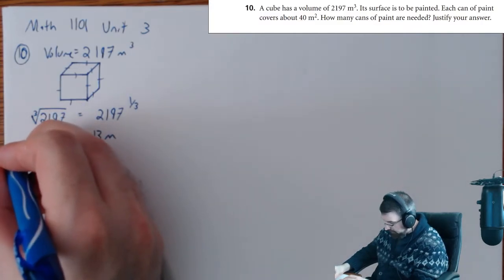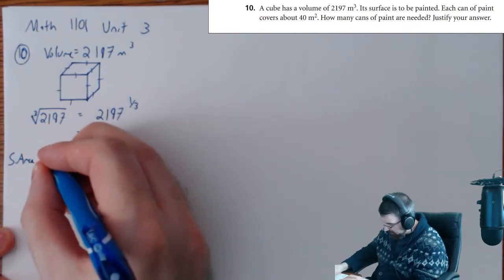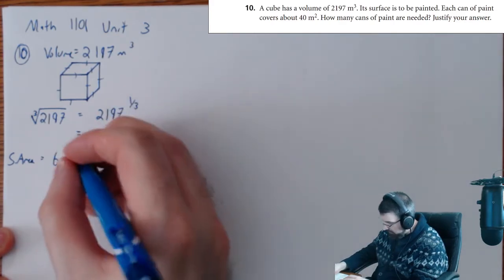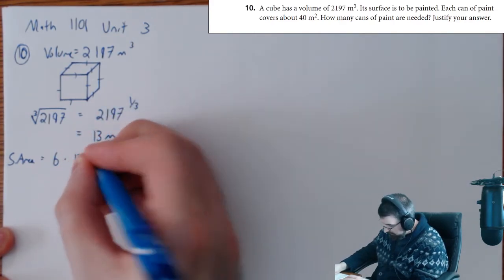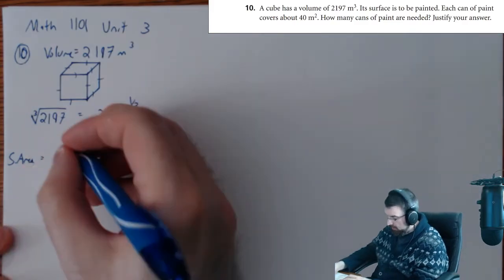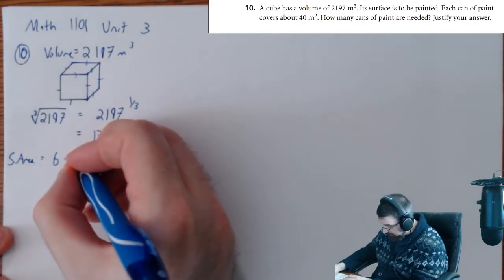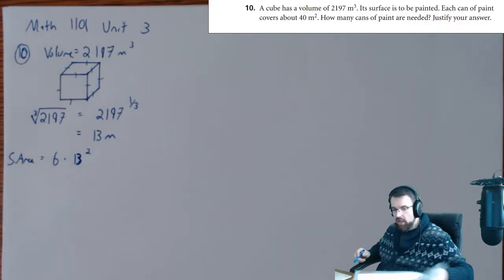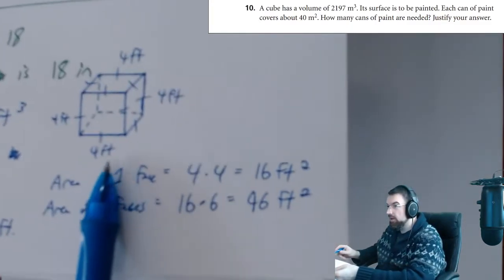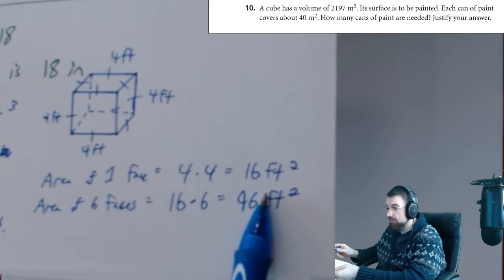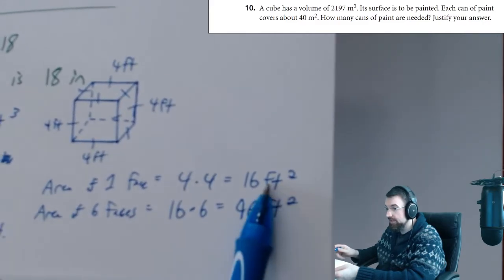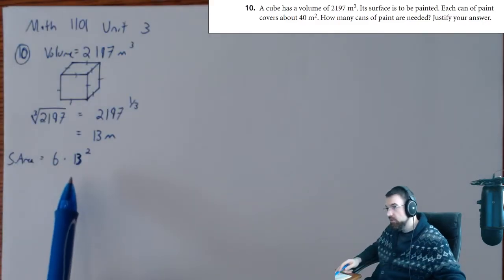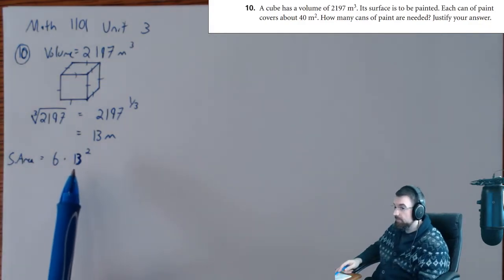The surface area is going to be 6 times 13 squared. I'm cutting to the chase a little bit here compared to what I did in question 9, because in question 9, the way I phrased it was: area of one face is 4 times 4 is 16. Area of 6 faces was then 16 times 6. Here I'm just doing it together.